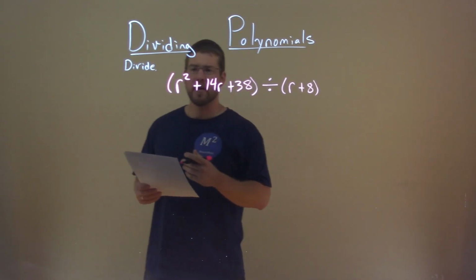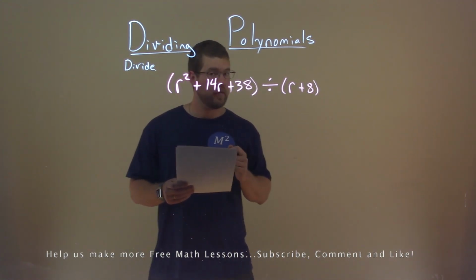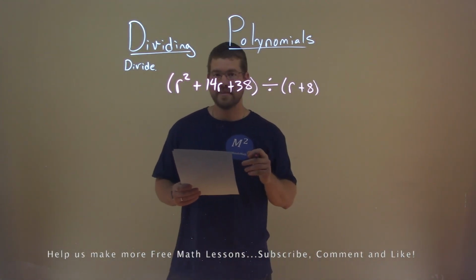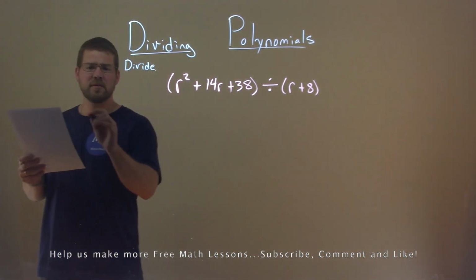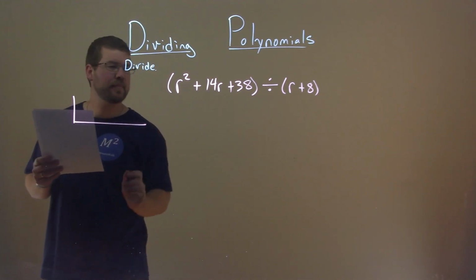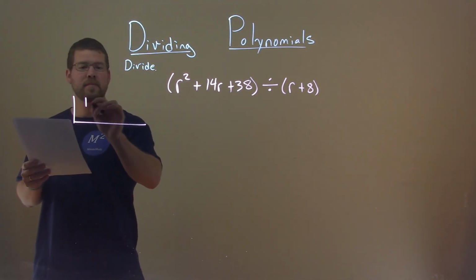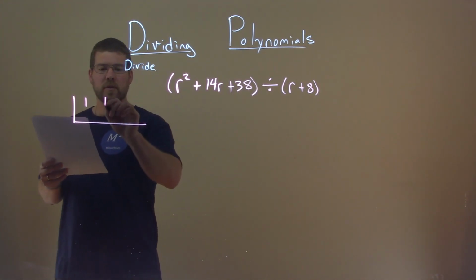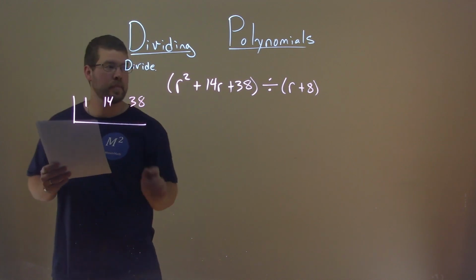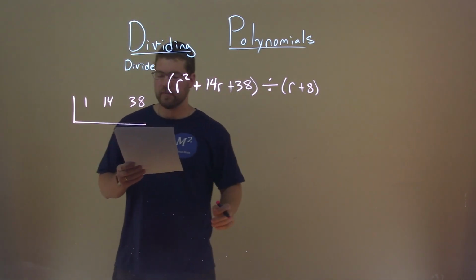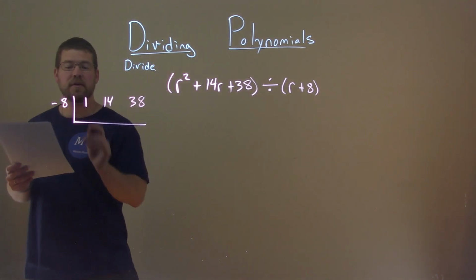We're given this problem right here, r squared plus 14r plus 38 divided by r plus 8. And we need to simplify this. Well, we're first going to use synthetic division, so let's set that up. Look at the coefficients of our first part. In front of the r squared we have a 1. In front of the r we have a 14. And the last part is just 38. Now we look at the r plus 8. Opposite of plus 8 is a negative 8. So we put a negative 8 right here.